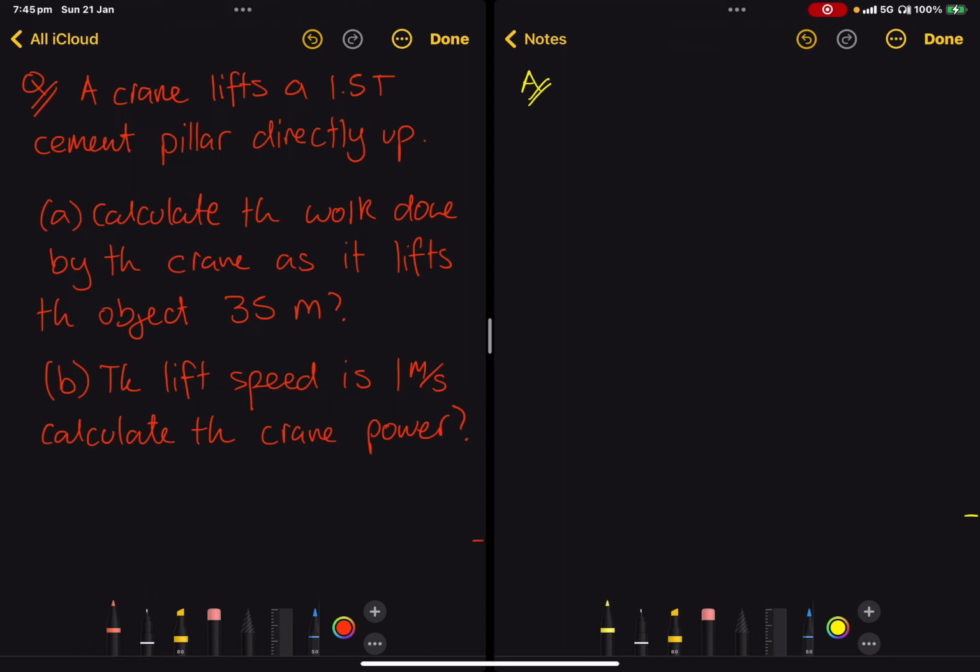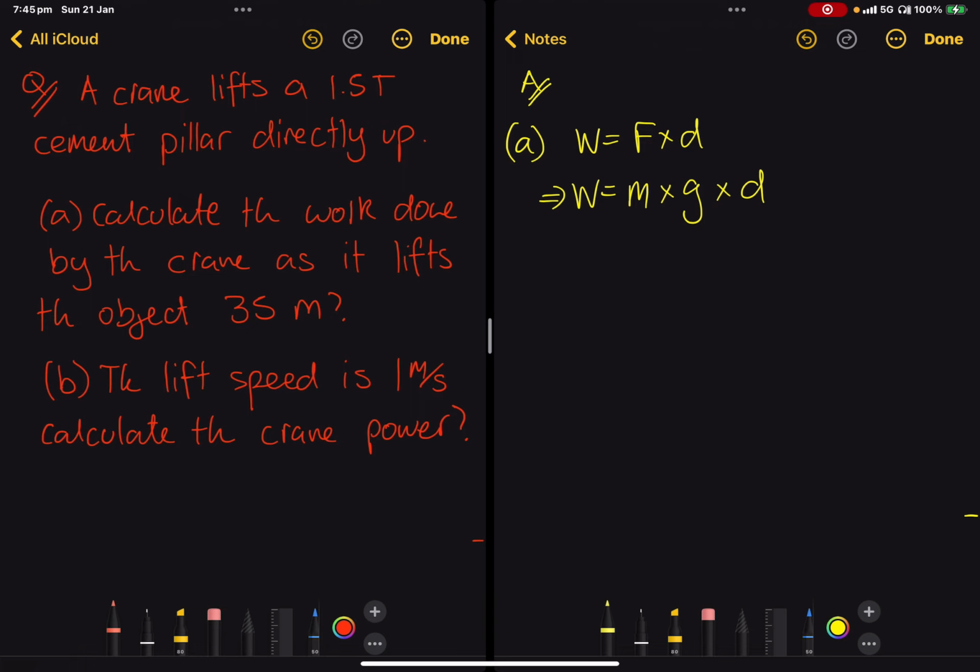So we'll start with A, we'll start with the work done. So when we're thinking about work, it is essentially force times displacement, or force times distance. The only force acting on this pillar is gravity. So that is mg. So this means the work in this case is going to be the mass of the pillar times gravity times the displacement.